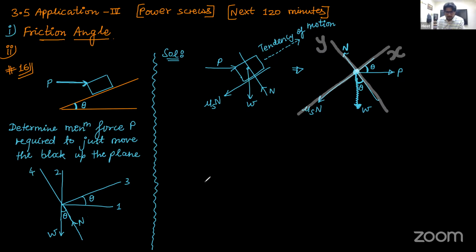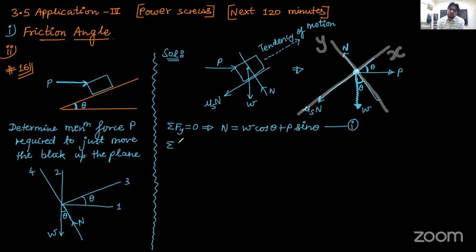Now I balance all the forces along the y direction. In the y direction, I have no component of mu s n, only n is present. And in the negative y, I have W cos theta present, and also P sin theta present. This is equation number 1.